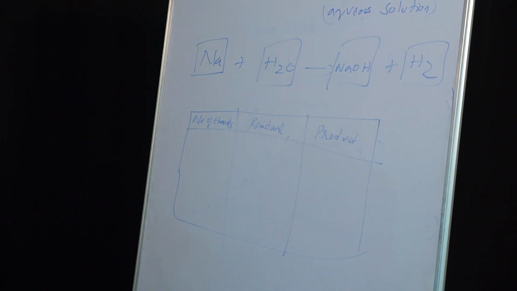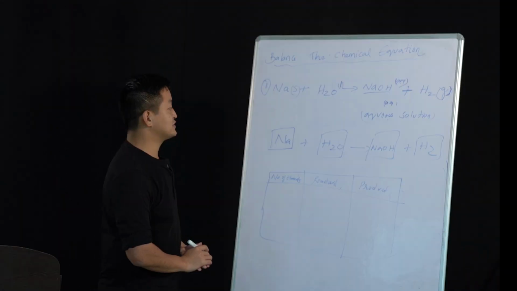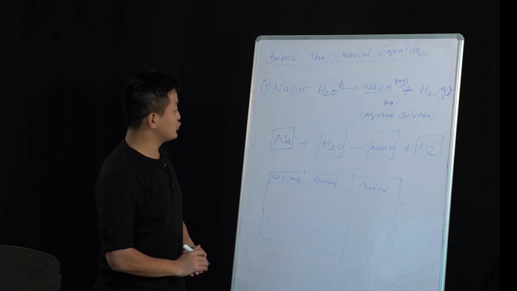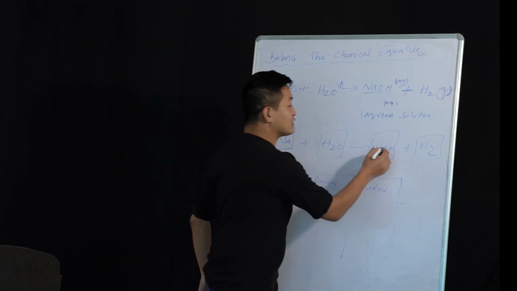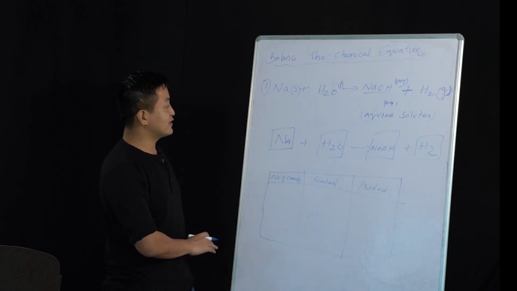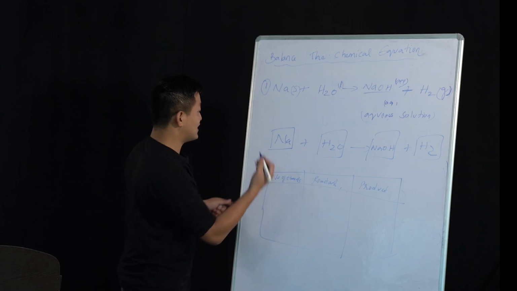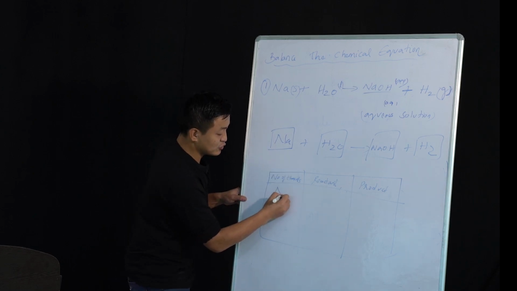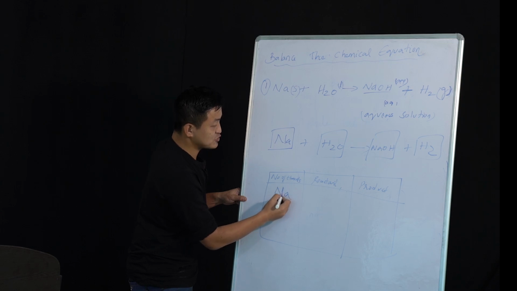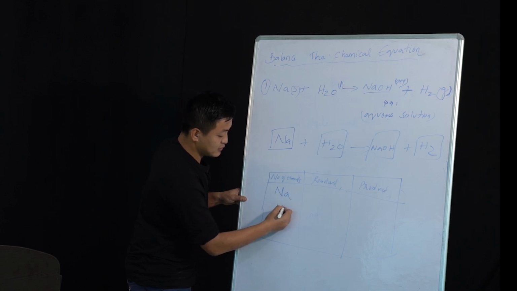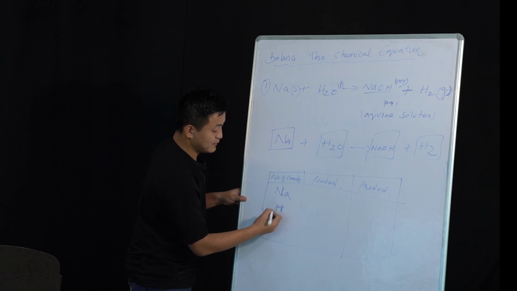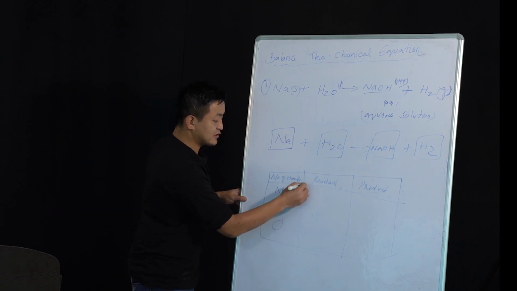Now everyone, let's say how many elements are in this equation. We can see sodium, hydrogen, and oxygen here. We don't see any other elements apart from sodium, hydrogen, and oxygen. So let's list the elements here. Sodium, Na, is the chemical symbol for sodium. H is hydrogen, and O is oxygen.